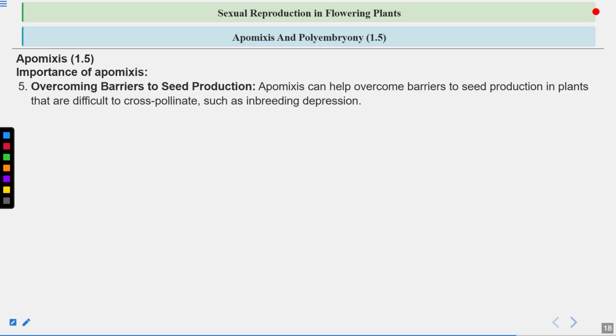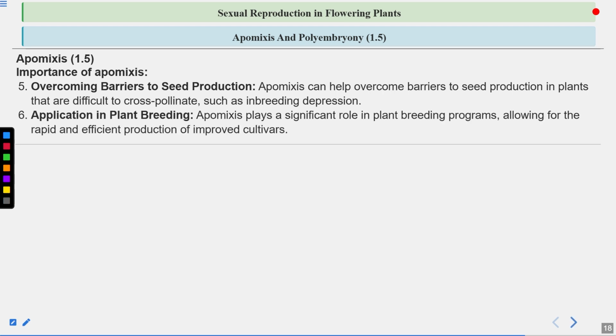Another importance, overcoming the barrier to seed production. Apomixis can help to overcome the barriers to seed production in plants that are difficult to cross pollinate. Sometimes it's very difficult to cross pollinate, right? Such as in inbreeding depression. Application in plant breeding. Apomixis plays a significant role in plant breeding programs, allowing for the rapid and efficient production of improved cultivars. So these are some of the importance of apomixis.